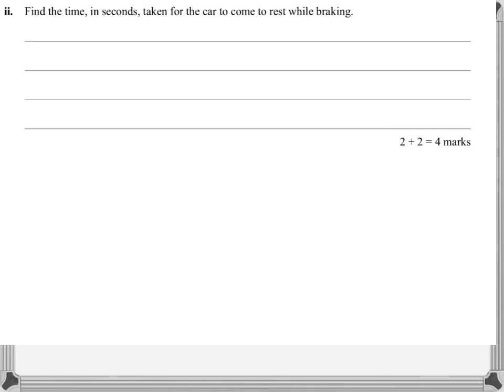Next part, find the time in seconds taken for the car to come to rest while braking. So we're after the time for velocity to come to rest, for velocity equal to 0. So we solve the velocity function equals 0 for t. We set that up on the CAS using a solve function, hit enter, and we get our result: t is equal to 20 seconds. Very good. Nice and easy.